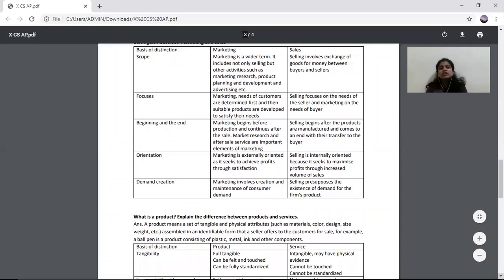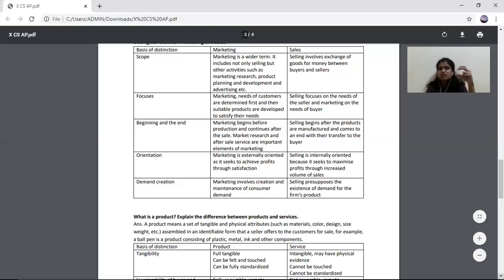Now here, students, there are 2 subparts, right? There are 2 parts to one question. First of all, you have to attempt the first part, that is, you have to write the meaning of product, and then attempt the second part of the question, that is, you have to write the difference between products and services. Now, remember, just because there are 2 subparts, you will not assume that the difference between only 4 points have to be written.